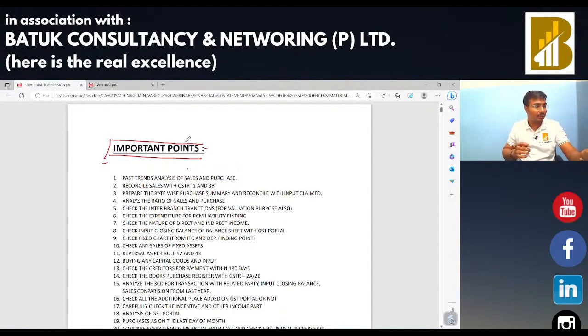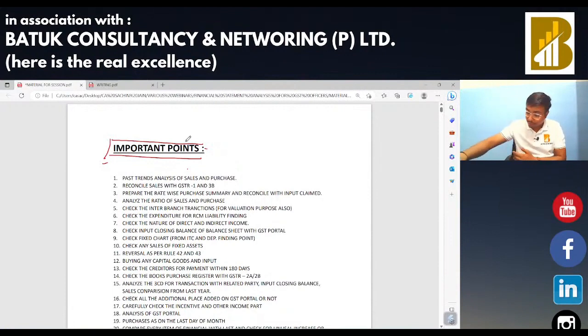Now I am going to start the discussion on the points. First we are going to discuss certain important points, and then we are going to practically check the financial statement and the implication of those points on it.